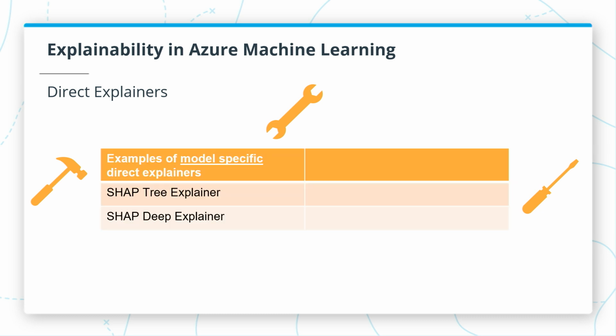There are direct explainers that can be used to explain trees and ensembles of trees, but you would use a different direct explainer for deep neural networks. These are referred to as model-specific direct explainers. For example, the SHAP tree explainer is used to explain models based on trees or ensembles of trees, whereas the SHAP deep explainer focuses solely on deep neural network models.